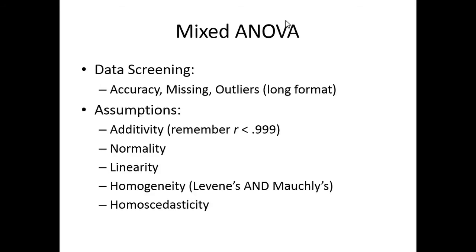Now for homogeneity, we've got to do both. We've got to do Levene's for the between subjects component and Mauchly's for the repeated measures component. So this is like take everything we've been doing so far and do it all at once. That's essentially what happens here. And then homoscedasticity is still an issue.